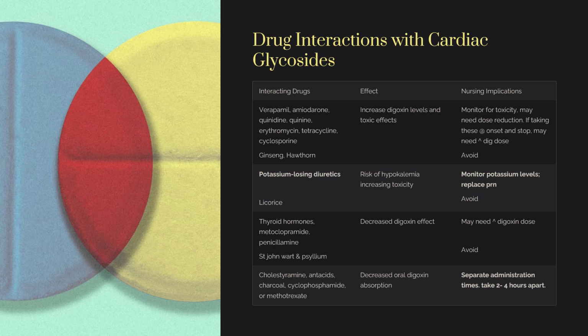Okay. All right. And then just on that note, if any of those medications are causing a decreased heart rate, if I'm giving something like digoxin that's decreasing the heart rate, or if I'm giving medications that are affecting their heart rhythm, that's going to increase the risk for bradycardia or arrhythmias.